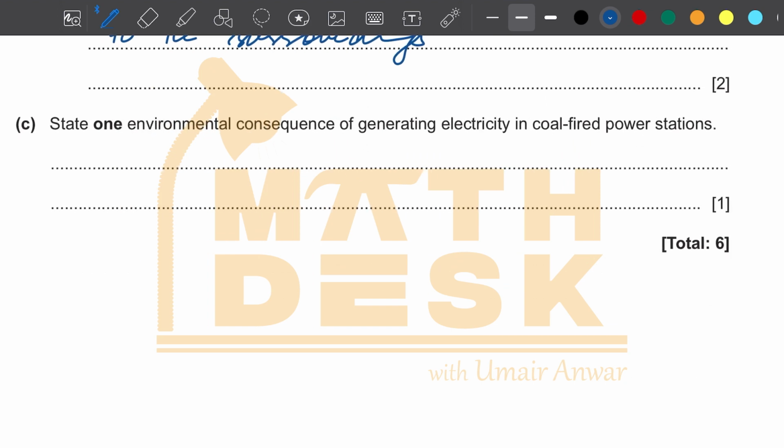The last part says state one environmental consequence of generating electricity in coal-fired power station. So one environmental consequence could be global warming because of the production of carbon dioxide gas, carbon monoxide gases, and the greenhouse effects that takes place because of them. So the question ends here with this part.